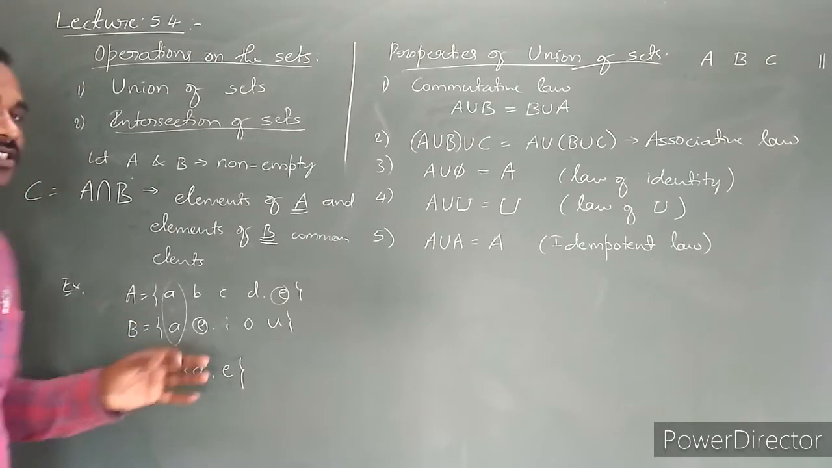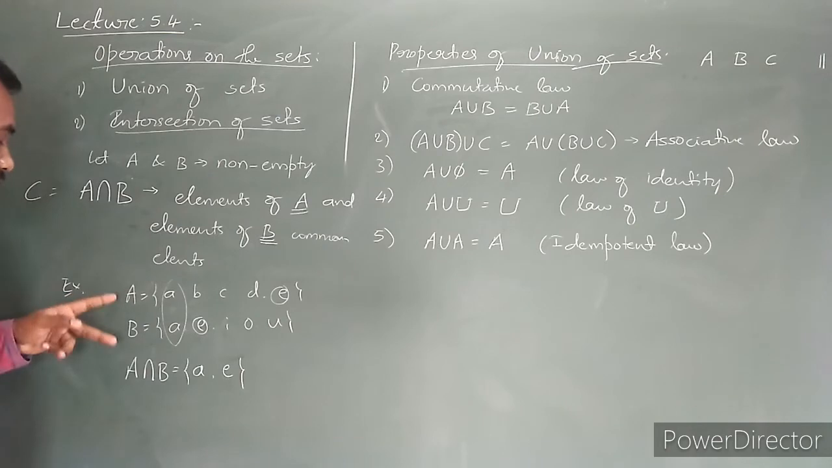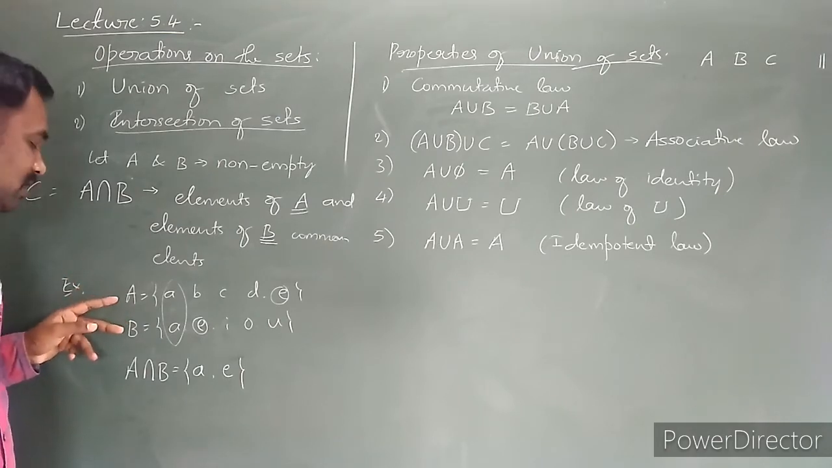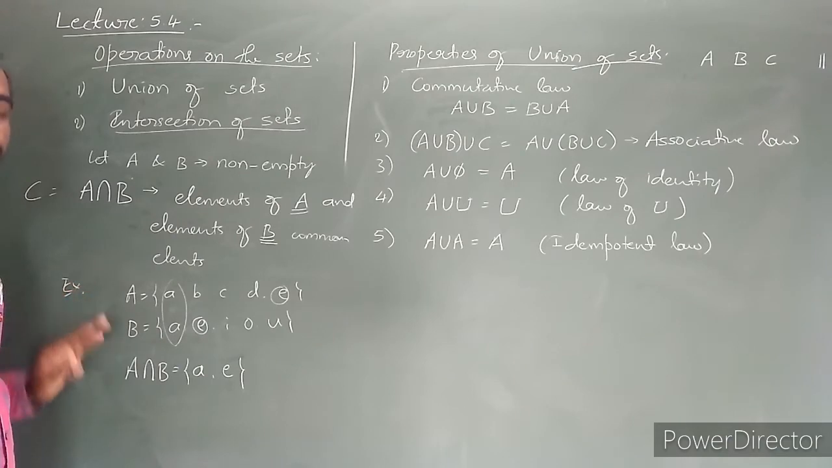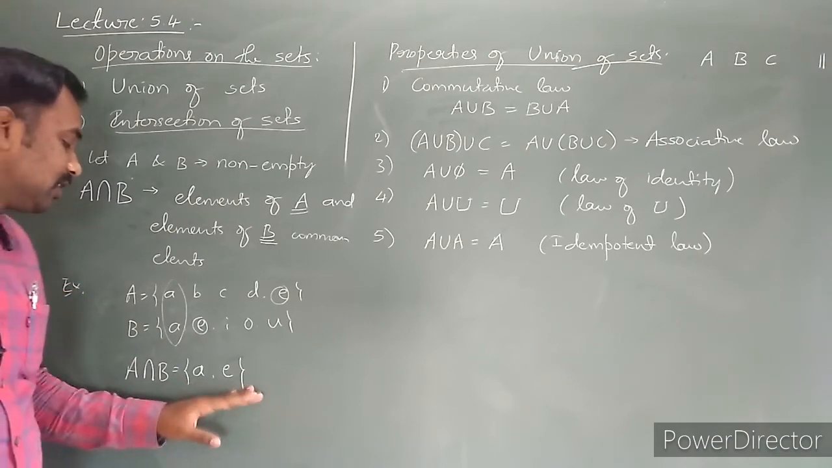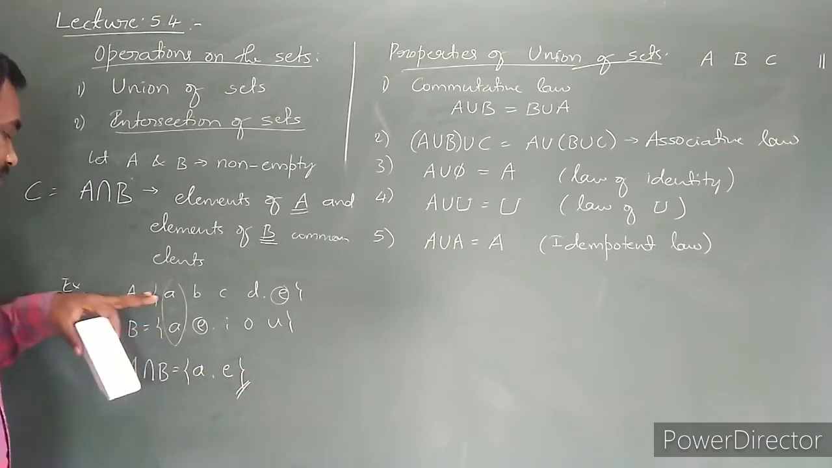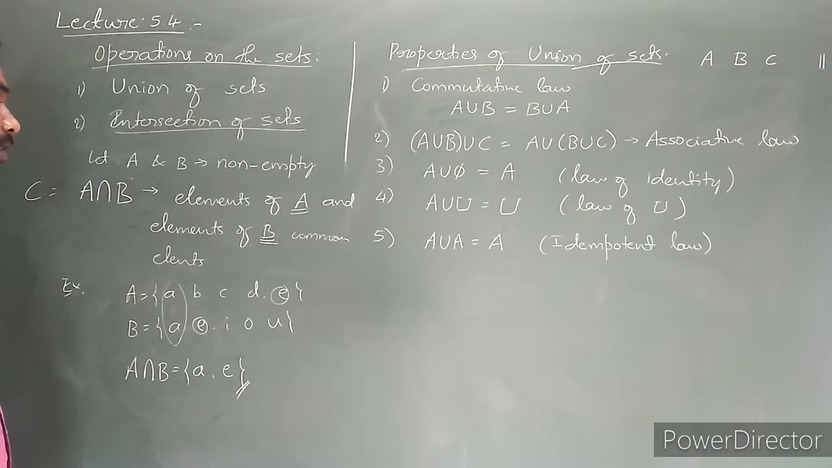Now what is A intersection B? A intersection B is a set consisting of the common elements of both sets, or common elements of the given two non-empty sets. A intersection B is equal to {a, e} for these two particular examples.